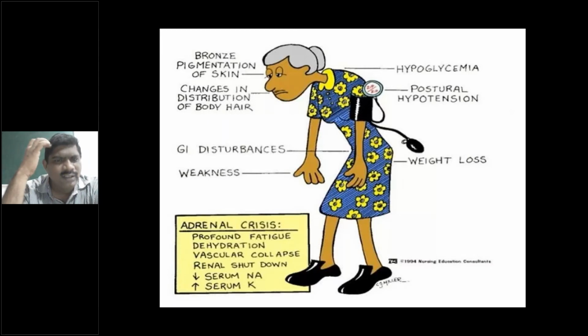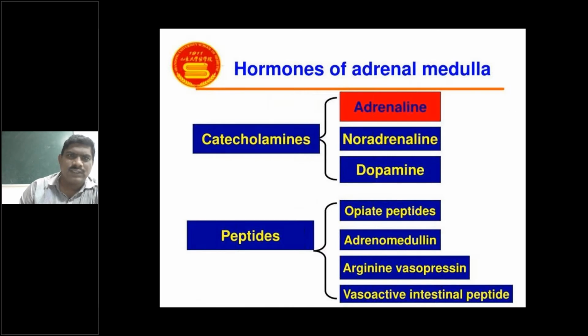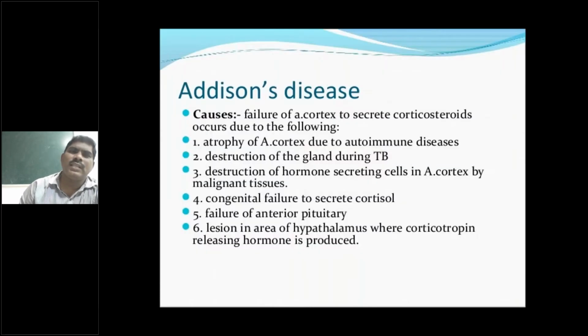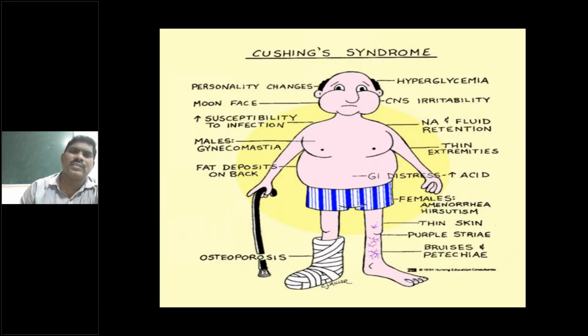And the over-secretion, excessive secretion of these steroid hormones, causes Cushing's and Addison's disease. Let's talk about Cushing syndrome. Let's see the difference between a normal person and a Cushing syndrome person. Can you appreciate the difference between a normal and a Cushing syndrome person?